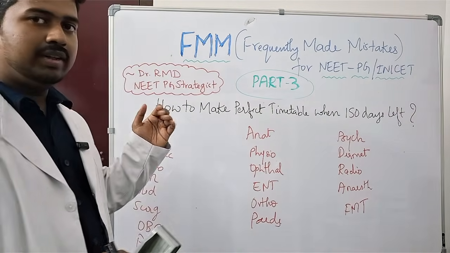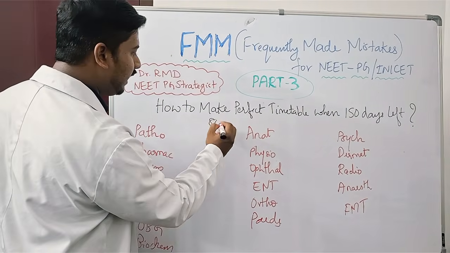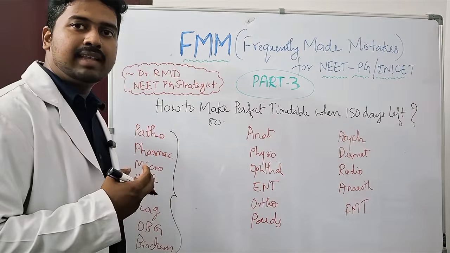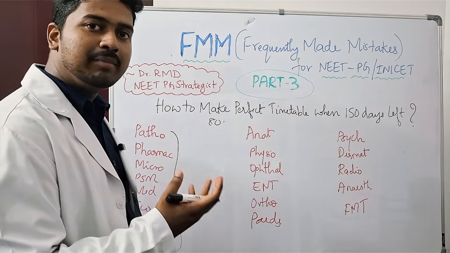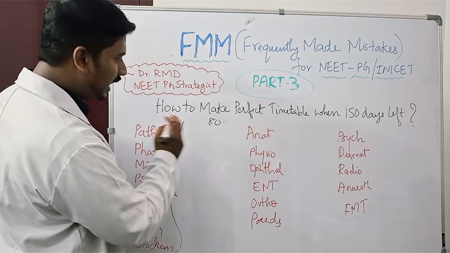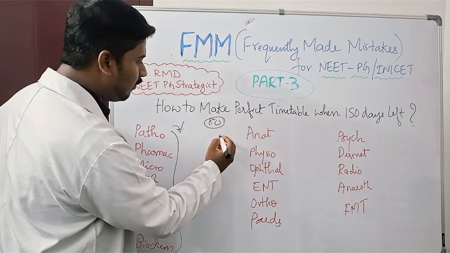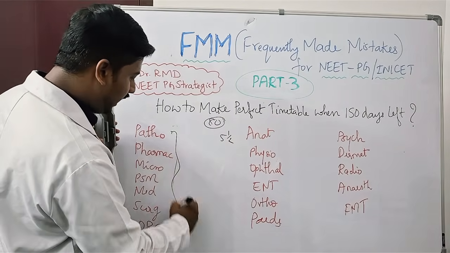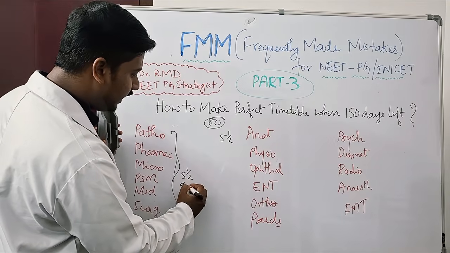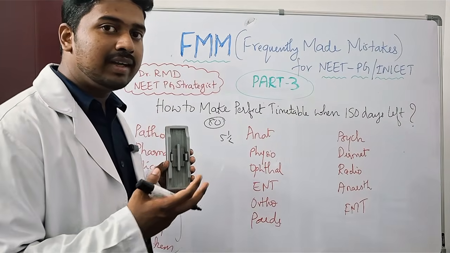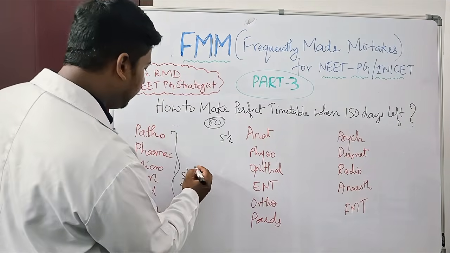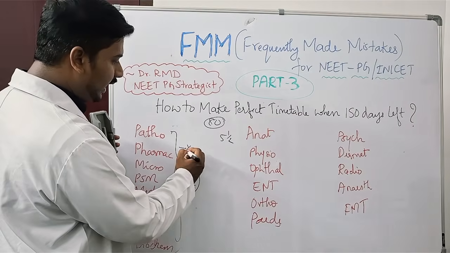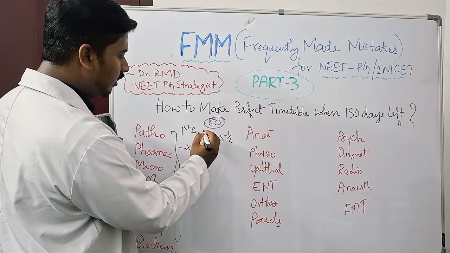How much time should you allocate for each subject? So we have a total of 80 days, and for these 8 subjects, as I told in part 2 of the FMM series, we allot 7% of time each, which is approximately equal to 5.5 days each, based on something known as the priority factor, also known as the yielding factor. 5.5 days each for these 8 subjects for first read.